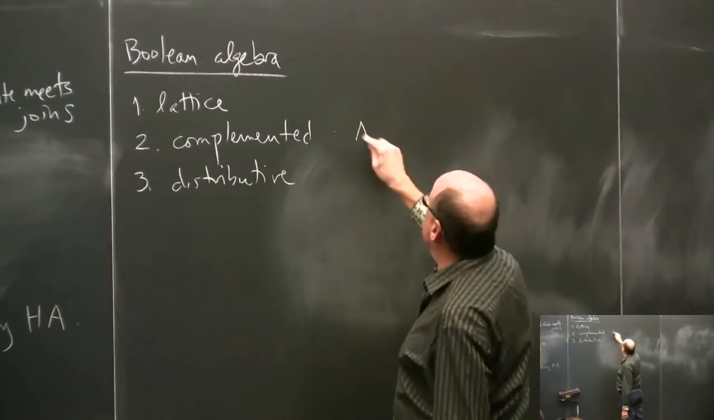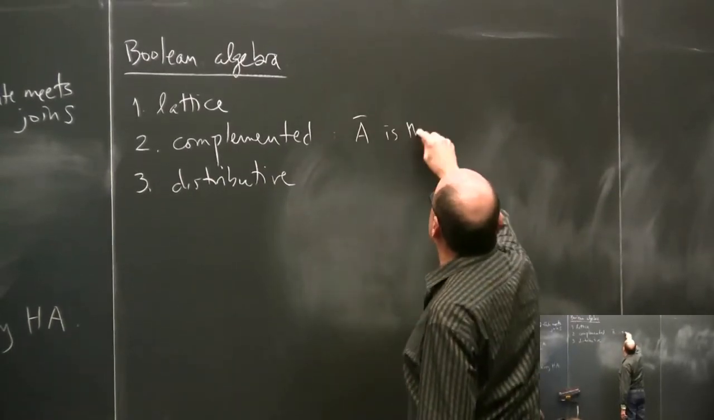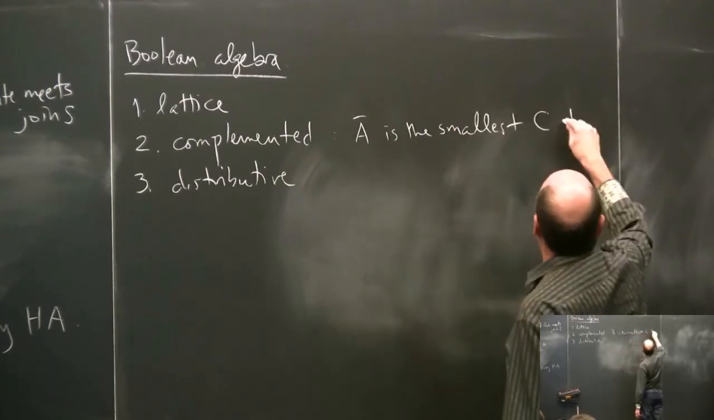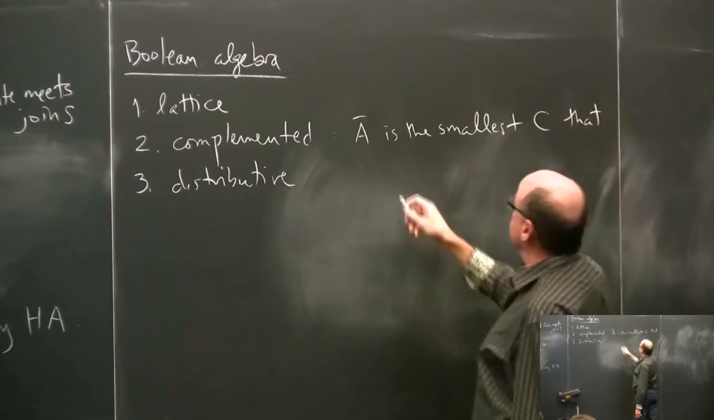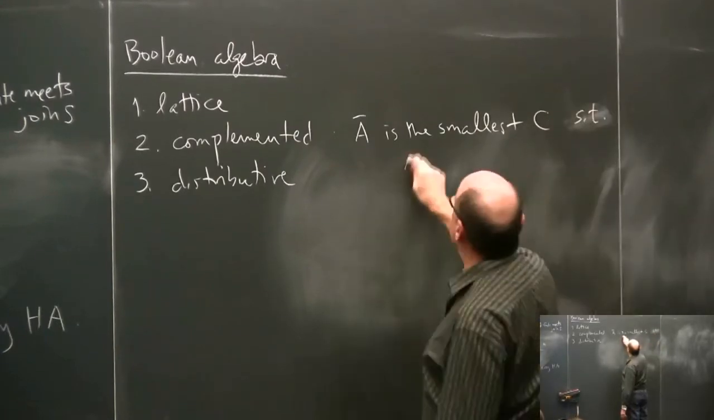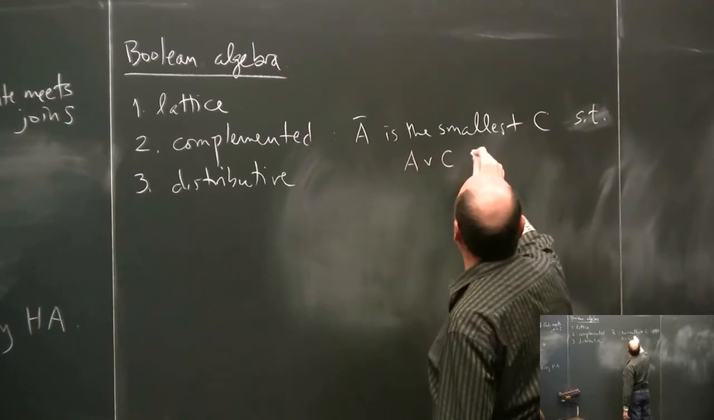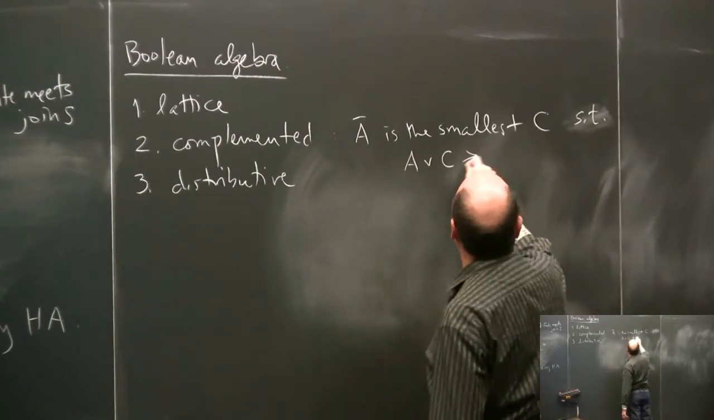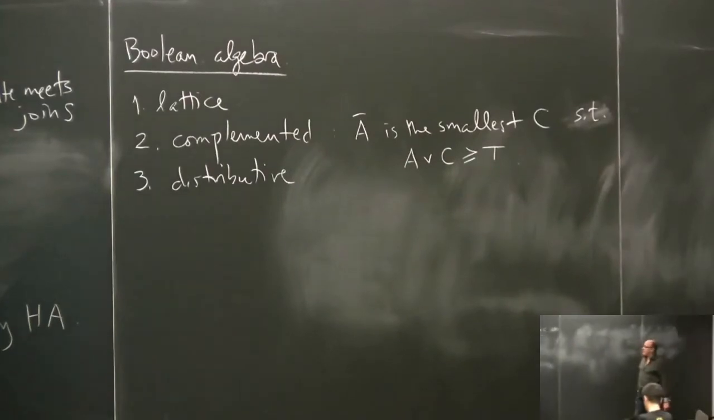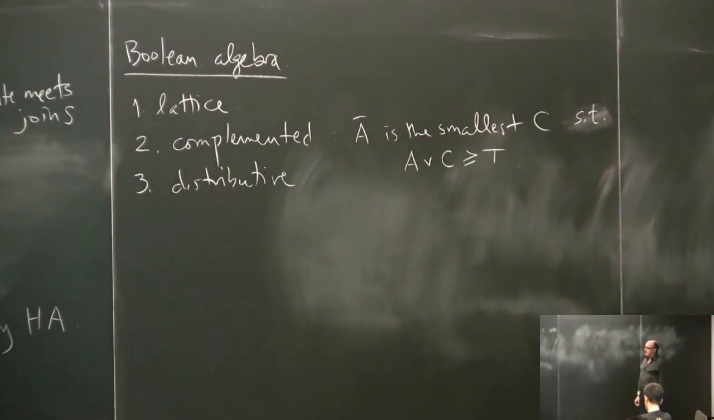That is that A bar is the smallest C that fills up A, such that if I take A and join it with C, then that will be at least top. But of course, it's at most top, but we can write it like that. So it has a kind of universal condition as well. All right, so that's the sort of usual setup.